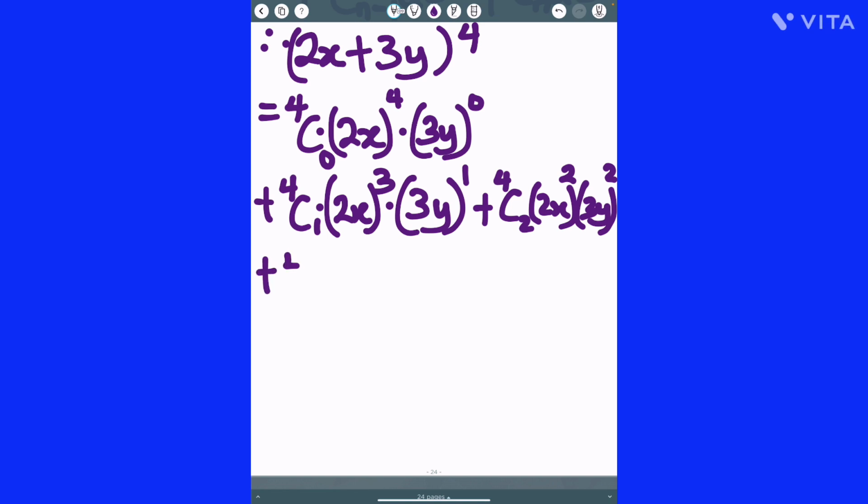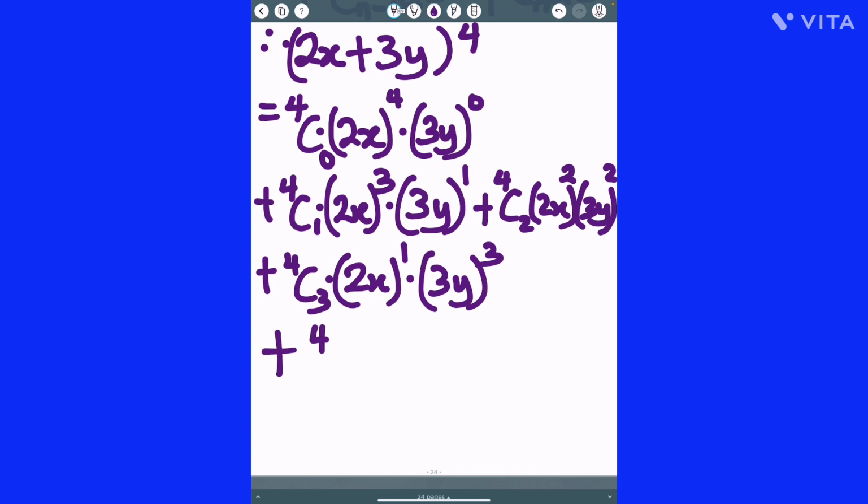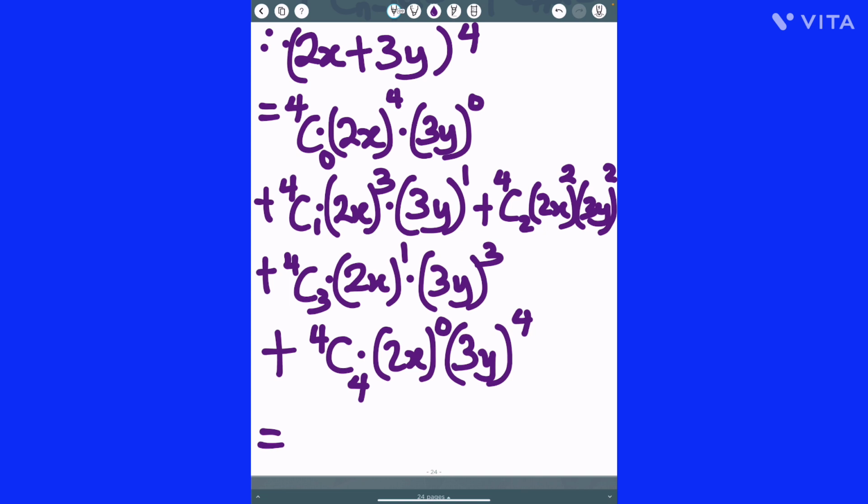My fourth term will be 4 combination 3 times, I'll go here, take 2x, raise it to power 4 minus 3, 1. Then times, take 3y, raise it to power 3, not 1. You understand? Plus last term, 4 combination 4 times 2x raised to power 4 minus 4 times 3y raised to power 4.